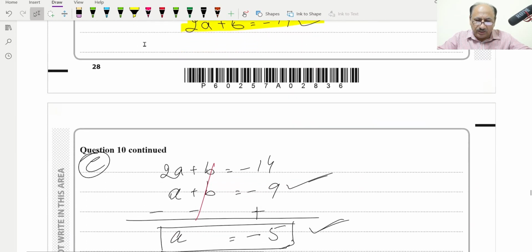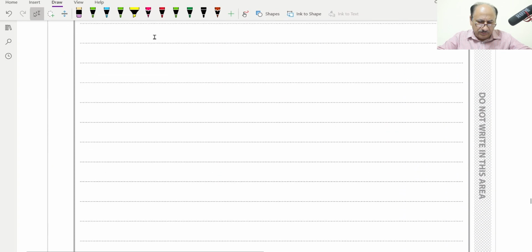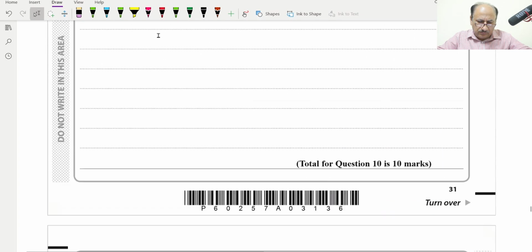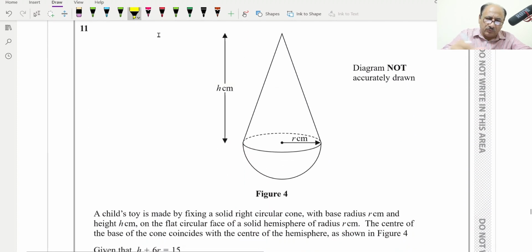We will be moving to the last question, which is question number 11 of this paper, and it is a very interesting question. Question number 11, diagram is provided. Diagram not accurately drawn, and this is a cone with radius r, hemisphere, height is h of the cone. So quickly I'll go to the question.